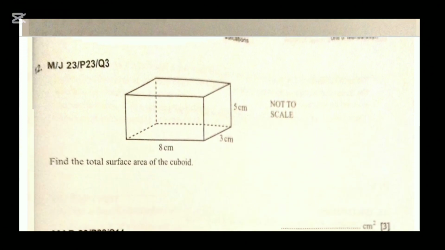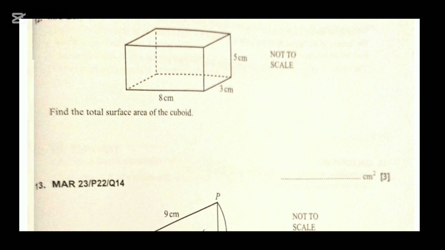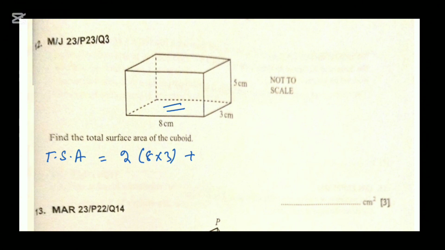Next question, find the total surface area of the cuboid. So 2 into 8 into 3, total surface area. So there are two shapes like that, top and bottom. Top bottom is 8 multiplied 3, so same will be top. That's why we will write 2 into 8 multiplied by 3.